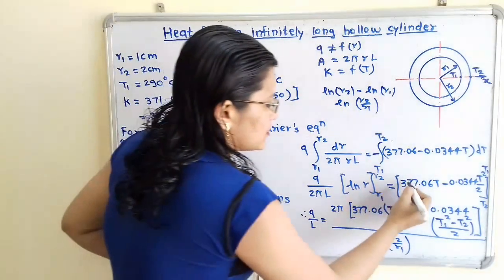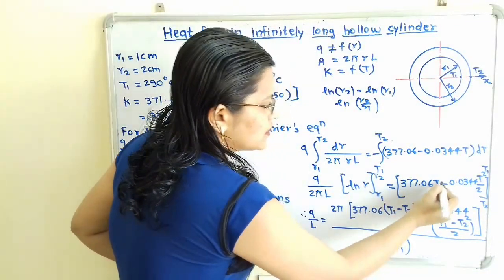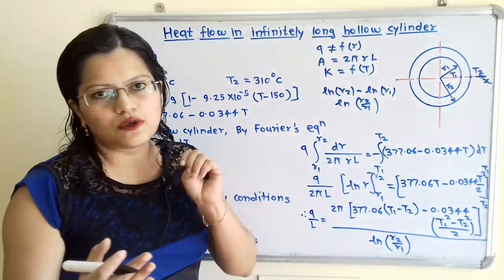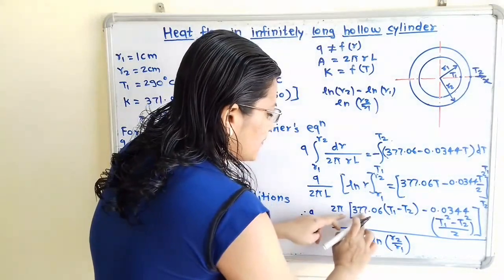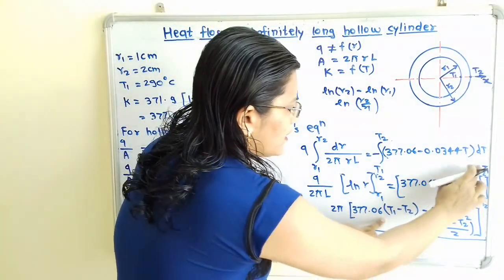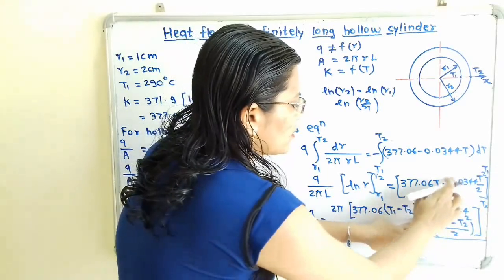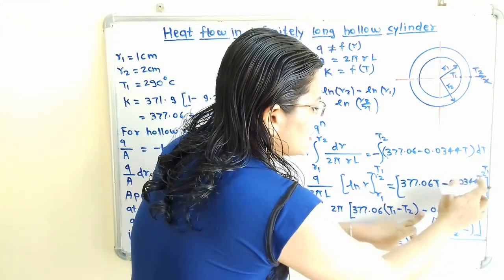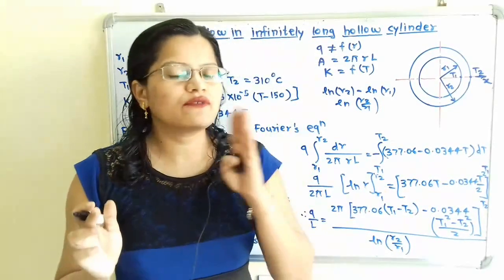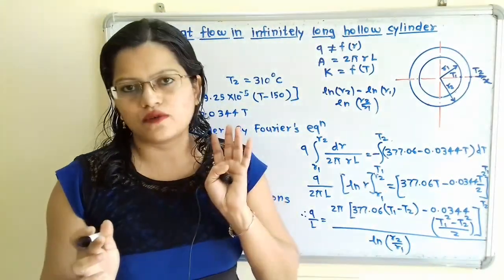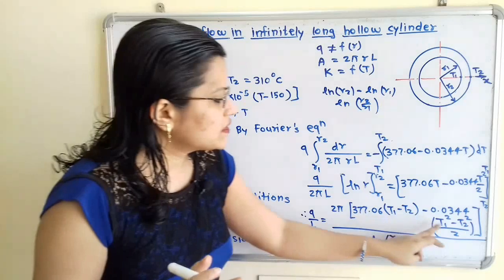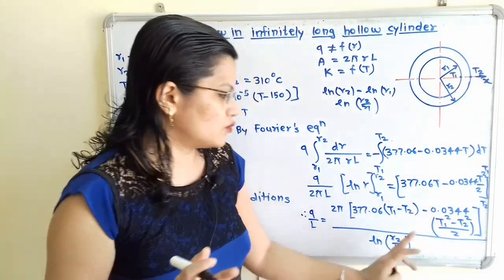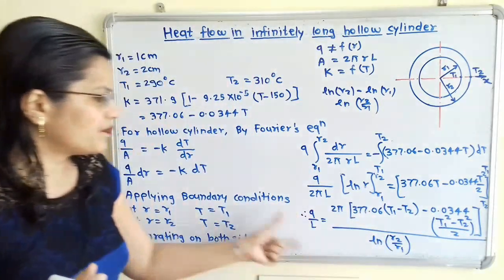Now what about 377.06 T? Instead of T we write upper limit minus lower limit, that is 377.06 in the bracket T1 minus T2. In the same way, minus 0.0344 T square by 2. Instead of T we take upper limit minus lower limit, that is T1 square minus T2 square, and the denominator is the same, that is 2. So this is the form.